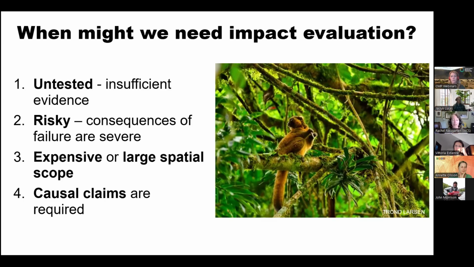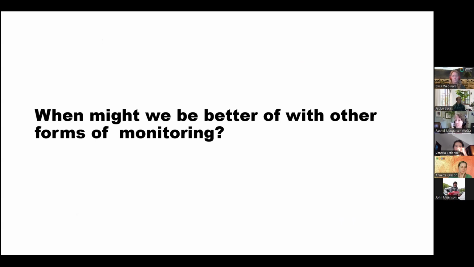This is the additionality point that somebody made in the chat. So projects where it's built in these ideas of net gain, in the UK, that biodiversity net gain law, or carbon offset projects where you really have to demonstrate additionality, and show a sort of causal link. Okay, I think this might be our last question. When might we be better off with other forms of monitoring?